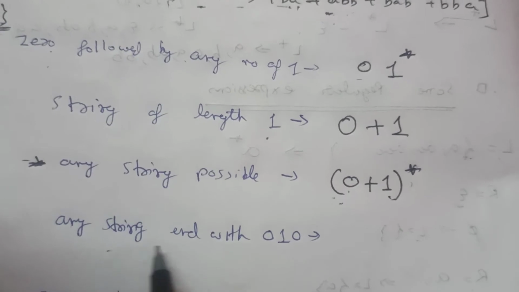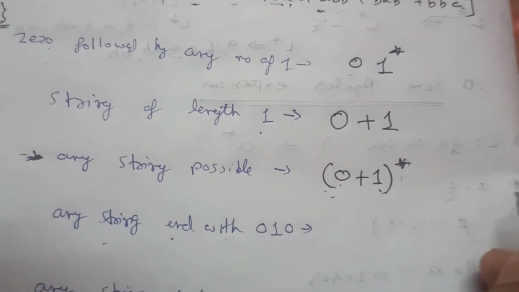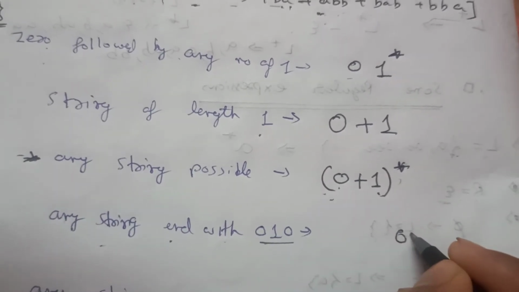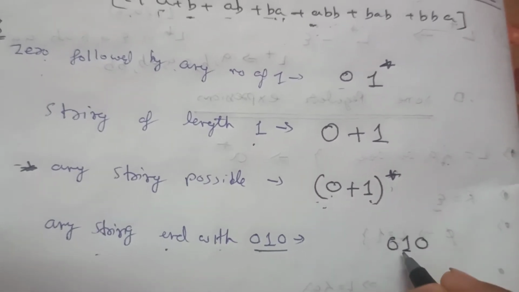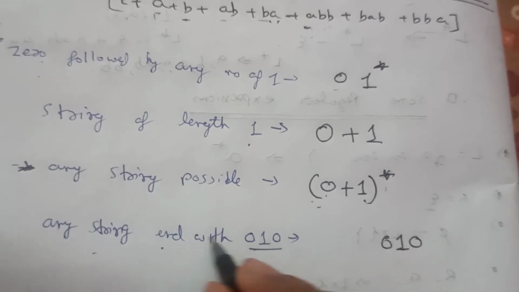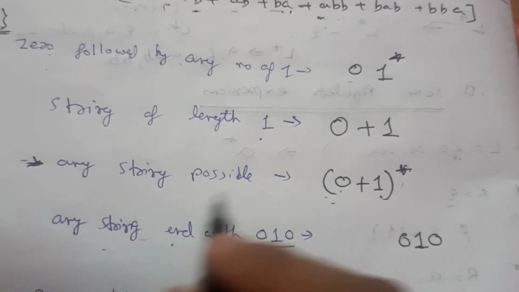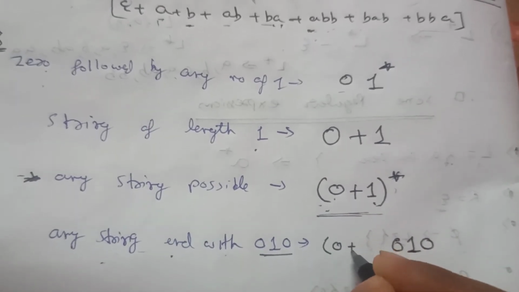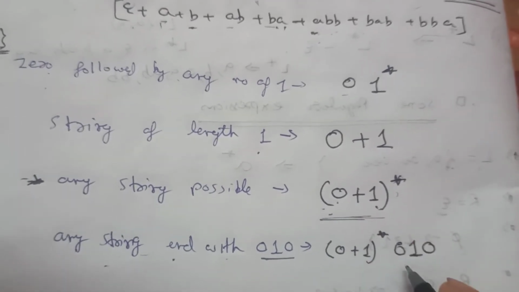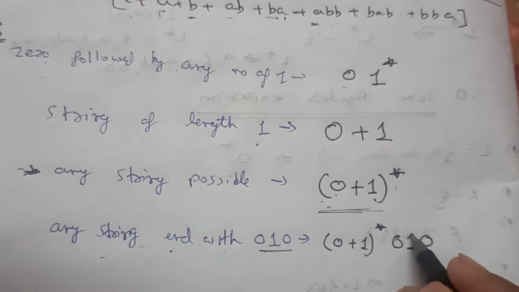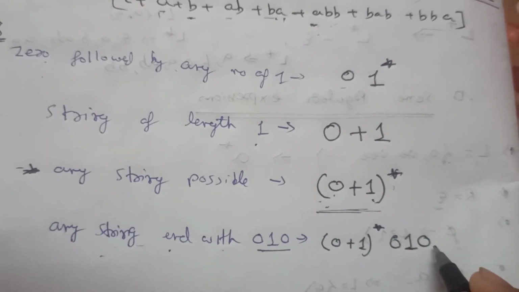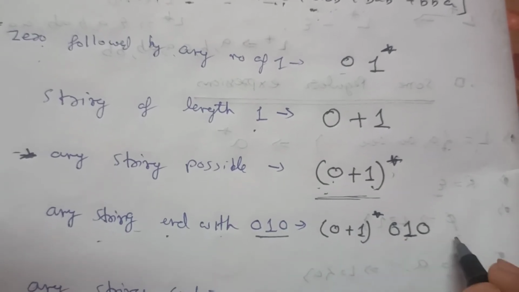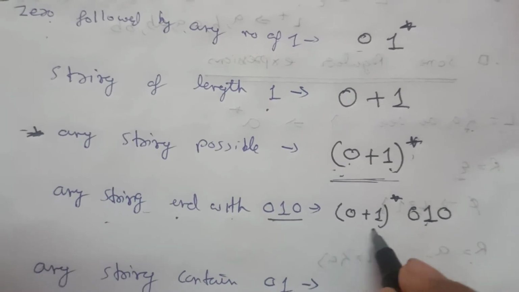So now check any string that ends with 0 1 0. We know the end is 0 1 0, so I will first make the end, and before that can be any string. What is any string? I have already shown here. Any string possible is this. So I will again make it (0 plus 1) whole star, and then 0 1 0. Okay, so 0 1 0 should be the end. After that there should be nothing. Before that there can be anything, but after that there should be nothing. So this is at the end and this is at the beginning.